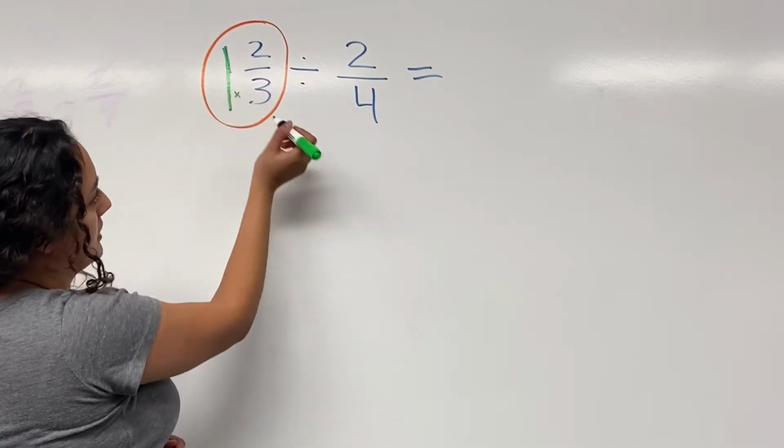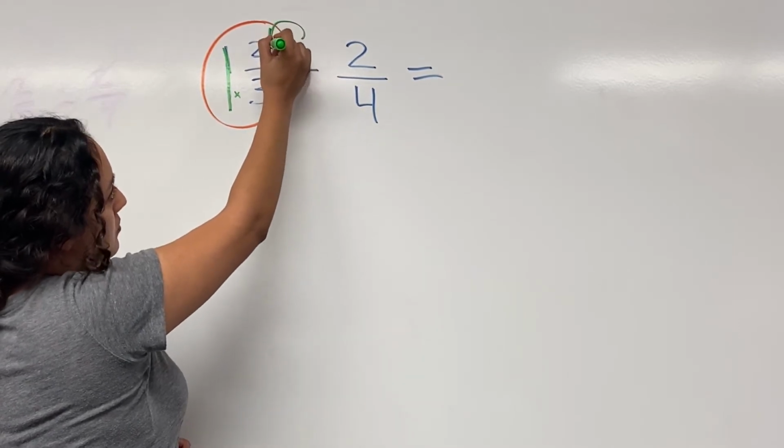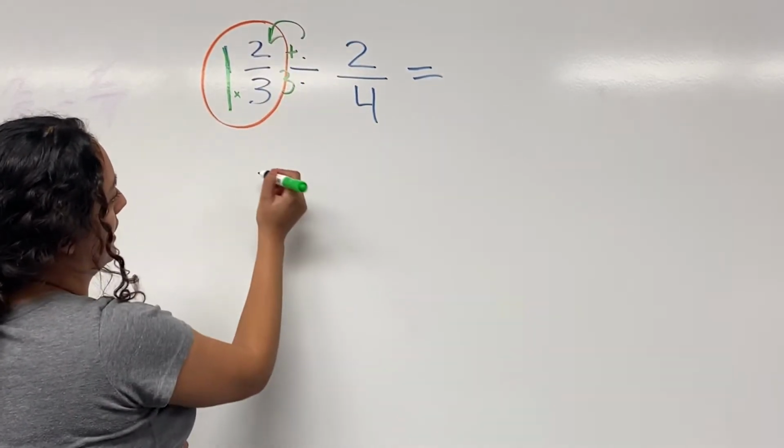So 1 times 3 is 3. And then you get your number 3 and you add it to the numerator. So 3 plus 2 is 5.